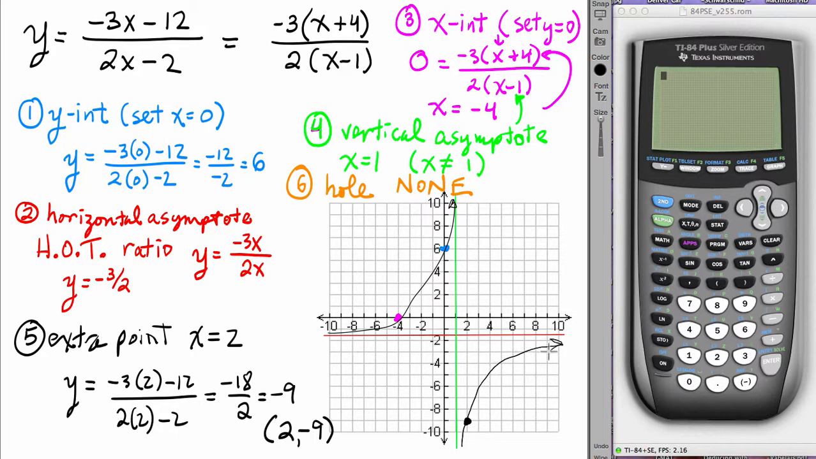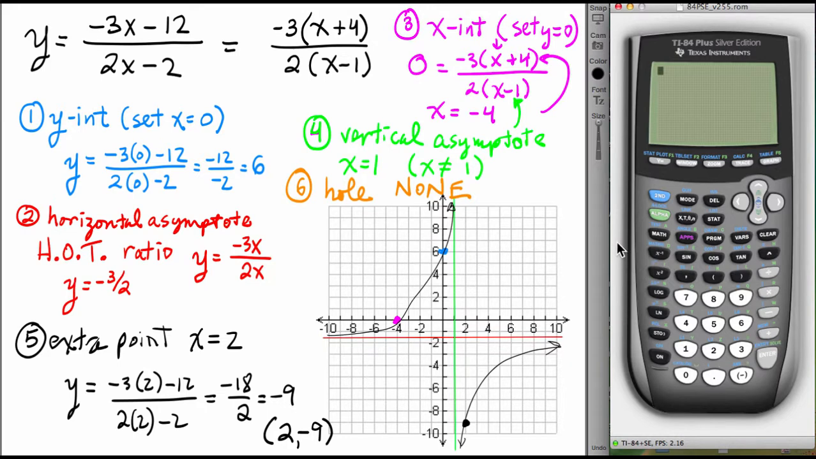Now notice I've started very far down, near the vertical asymptote, come upward through the point 2 comma negative 9, and then curved off to the right and came out almost paralleling the horizontal asymptote. So this is the complete sketch for that function. Let's use the graphing calculator to verify that the sketch we've come up with by hand agrees with what we came up with on the calculator.